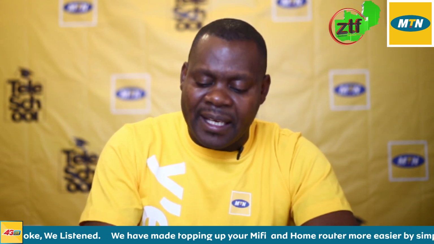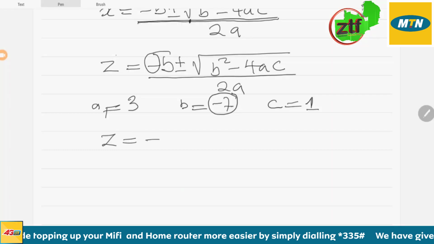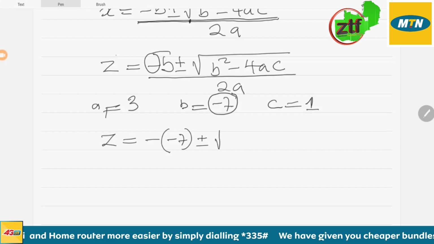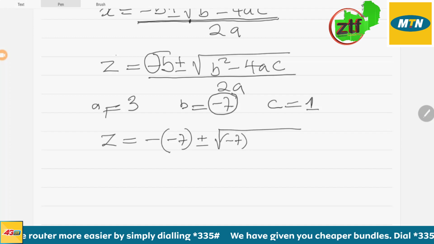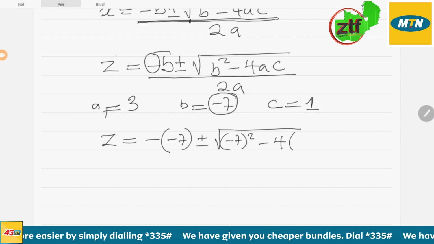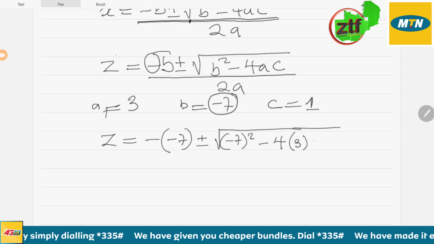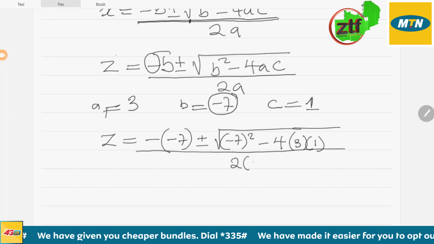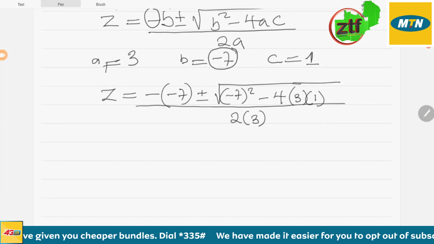Having found or identified these numbers, then we replace them in the given formula. Right. So we have Z equals negative B plus or minus square root of B squared minus 4AC. Take note that the value of B is negative 7. Do not confuse yourself with this negative which is there. Let this value of B be lifted the way it is, and we're going to insert it here at negative 7 like that, plus or minus the square root of negative 7 itself, which is the B squared, minus 4, then the value of A is 3, and the value of C is 1. Everything should be over 2, and the value of A is 3. Right. I'm sure you are following nicely there.